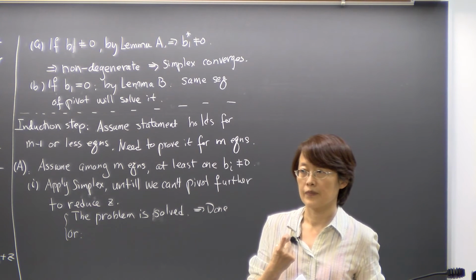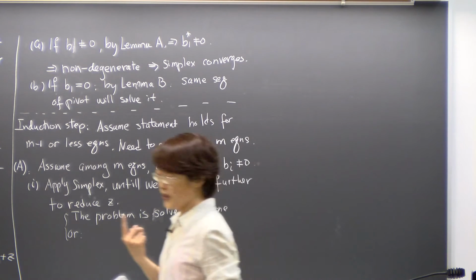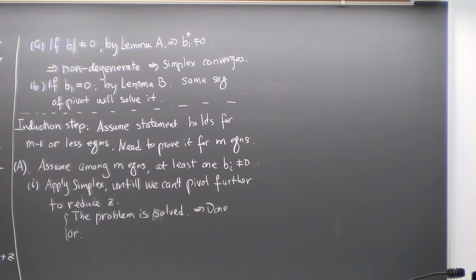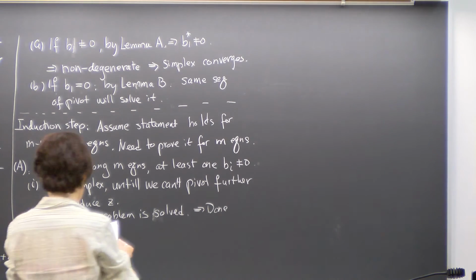How could that happen? If you pivot one step, you pick that equation to pivot, and then you add this on top of z, and you cannot change it. What does that mean? That b is 0. Is that right? You have degeneracy. That's the case, right? OK, so now we have to deal with it.